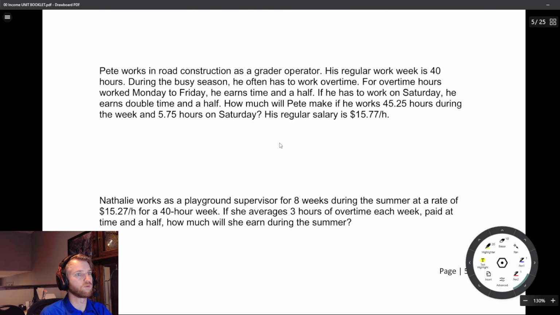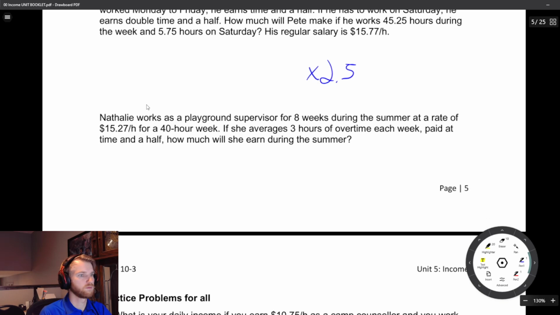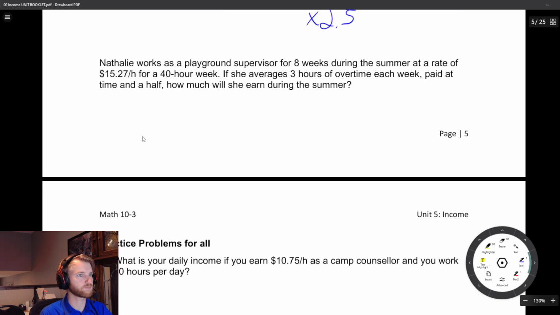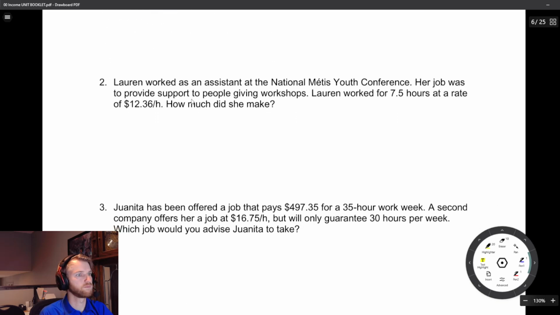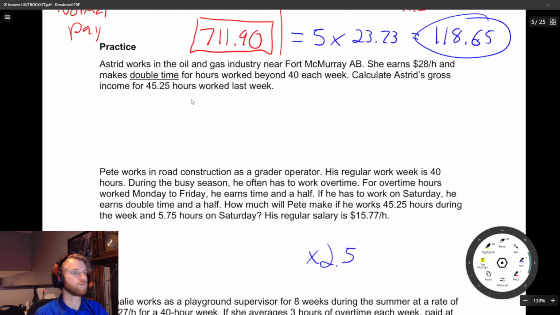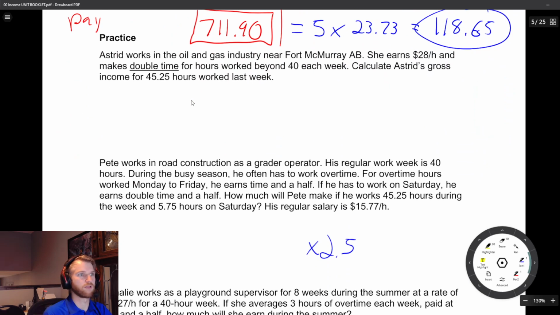And this one here says double time and a half. That is times 2.5. Anytime you're getting paid one dollar amount for some hours and another dollar amount for other hours, just split it into two parts: calculate your first part, calculate your overtime pay, and then add them together. Otherwise, good luck.